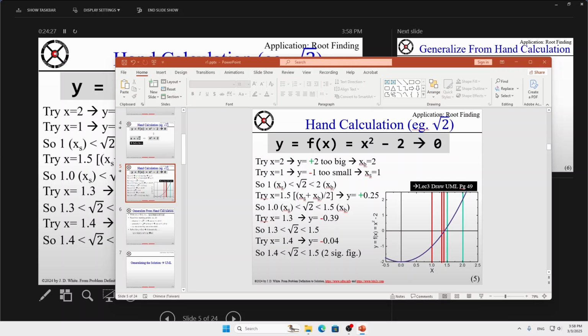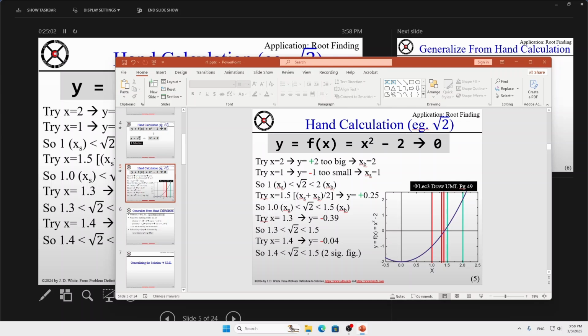x equals xs plus xb divided by 2. Okay, so these are the two actions that we are actually doing in this thing. We're calculating the number between, and then we put that in, and we actually calculate. So I'm going to connect it. Once I know what x is, I then calculate y equals x squared minus 2.